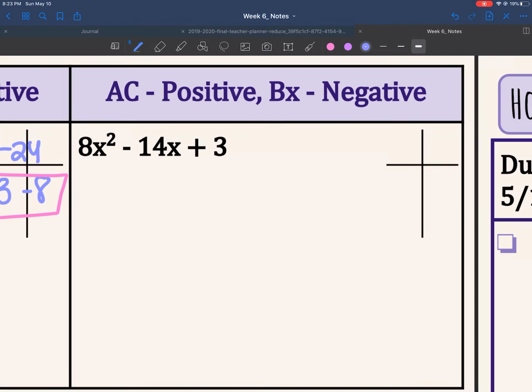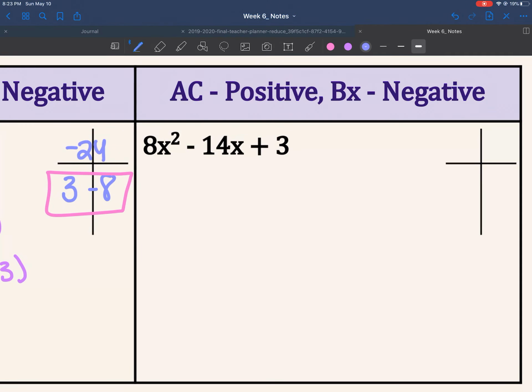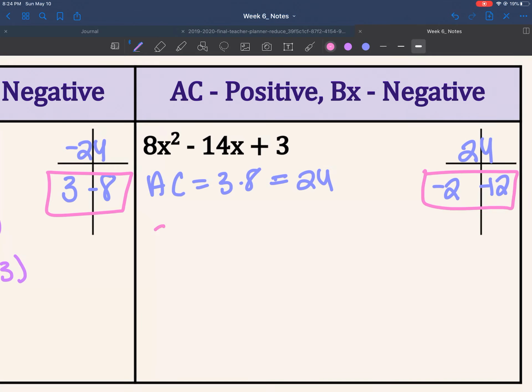Then the last one, when AC is positive and BX is negative. So my AC value here is going to be 3 times 8, which is equal to 24. Now we want to look at terms that are going to add up to negative 14. So that means both of my terms are going to be negative. And what stands out to me is the numbers 2 and 12. If they're both negative and I add them, they're going to add up to negative 14. So we're going to split the middle. I'm going to have minus 2x minus 12x plus 3.